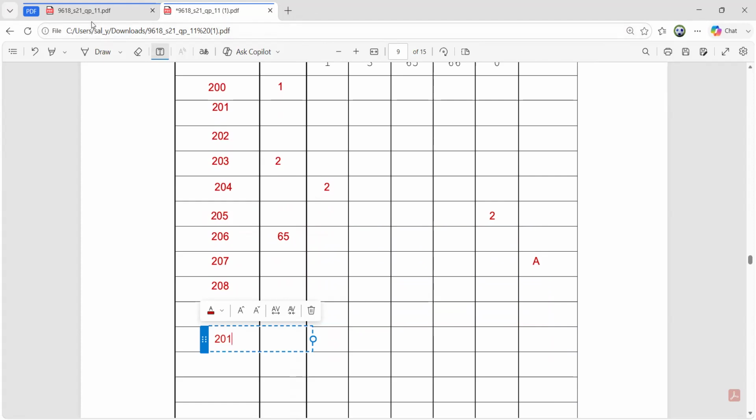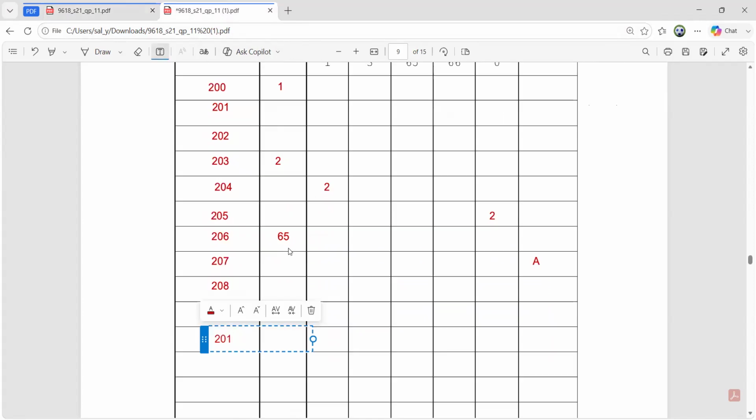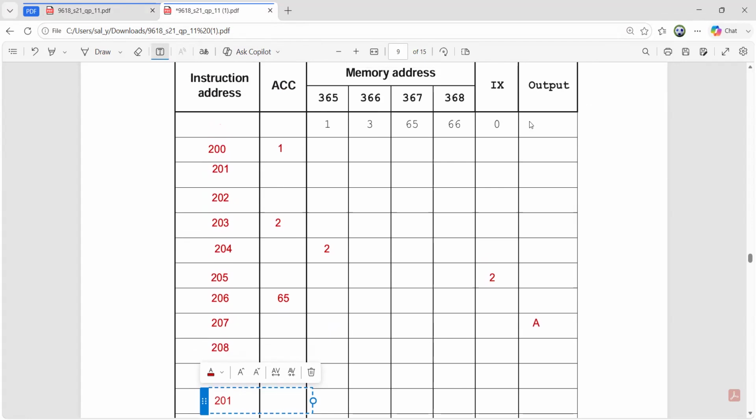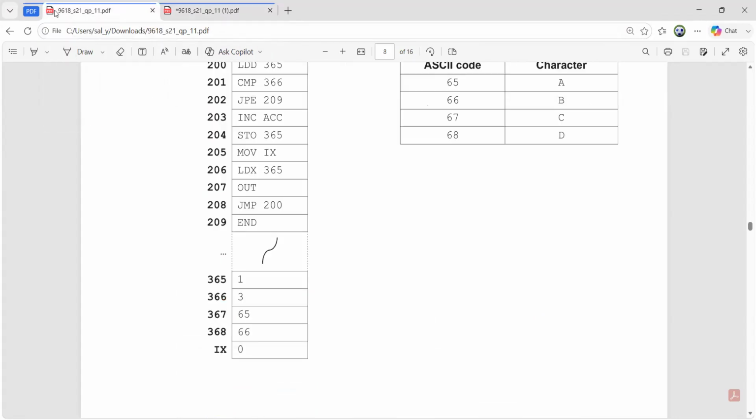201 means comparing the contents with 366, and 366 is holding the value of 3. So again, the comparison is not successful. Then 202 is going to be repeated. 202 is your JPE 209. So again, the result will be not successful. 202 will not be executed as such because the comparison is unsuccessful.